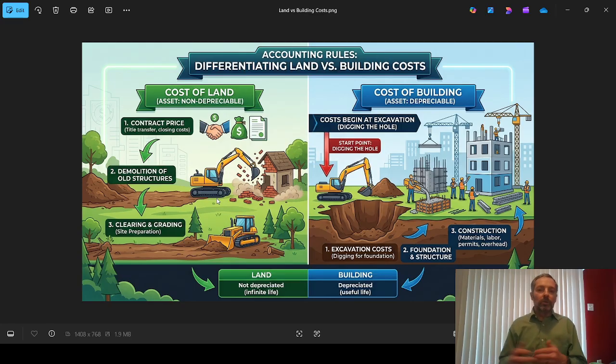And if you are going further in accounting and taking accounting classes and, for example, intermediate accounting, you'll also learn that, well, maybe we had to take out a loan and include some interest in there. So all of those things, until we get the building ready to use, are part of the cost of the building.